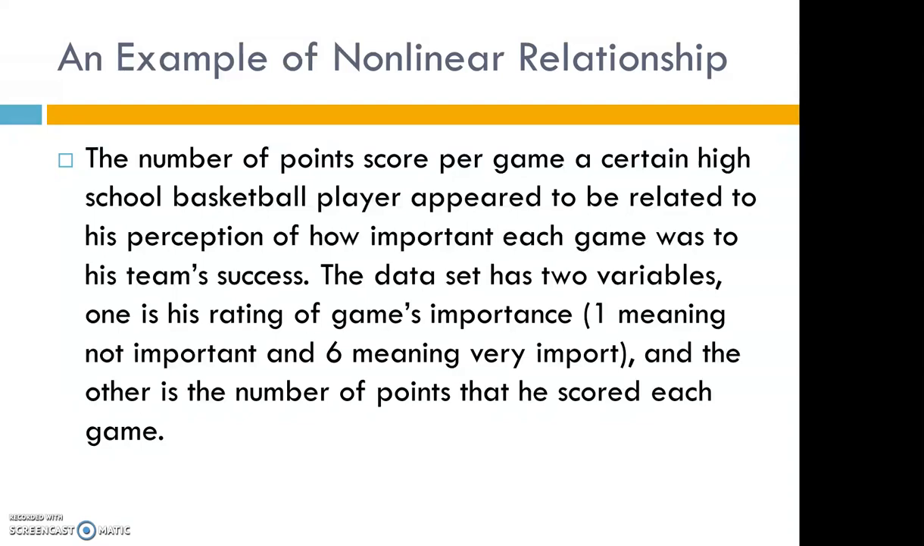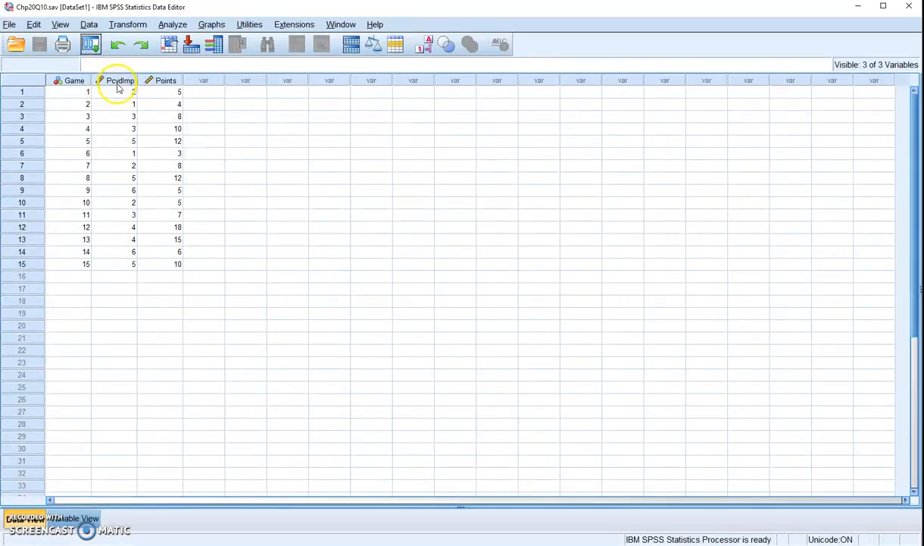So I have two variables in my data set. One variable is the perceived importance, which has a level from 1 all the way to 6, with 1 being not important, 6 being the most important. And the second variable is how many points this player scored during that game.